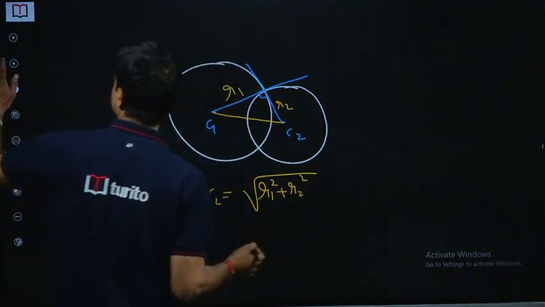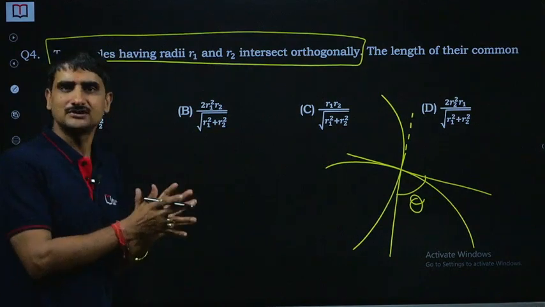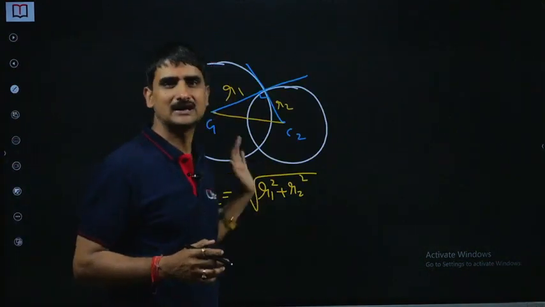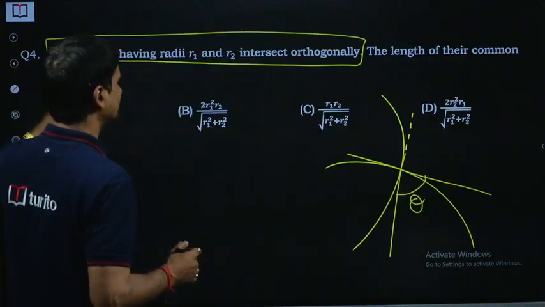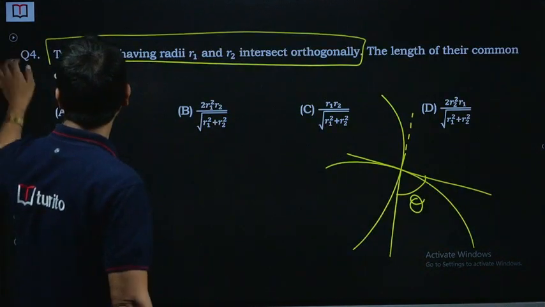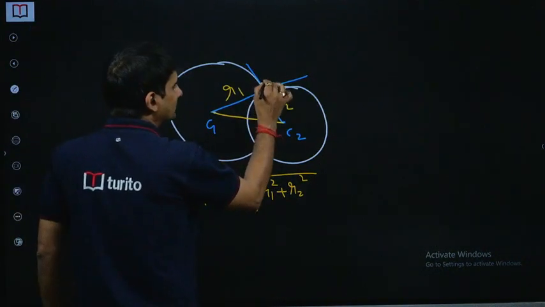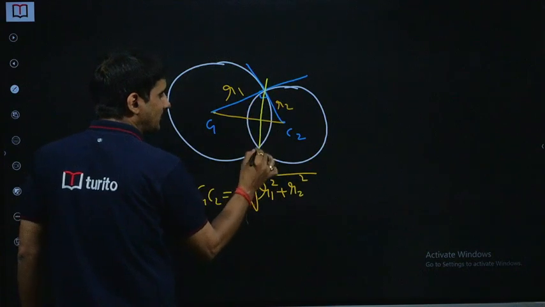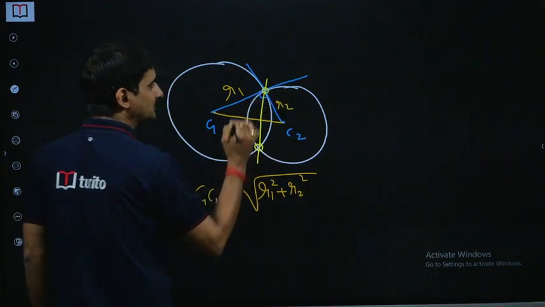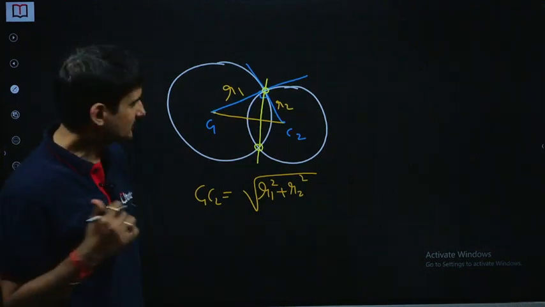Now let's move to the question part. I took up this question just to share this geometrical aspect of this circle and this orthogonal condition, the length of their common chord. So that's the common chord. What is a common chord? The chord joining the points of intersection of two curves is called the common chord. So that's the common chord.